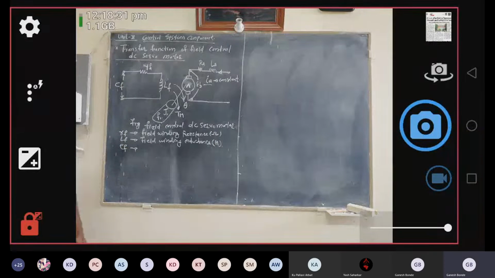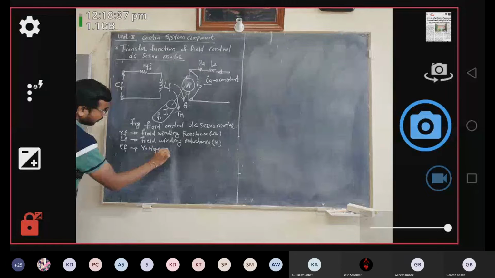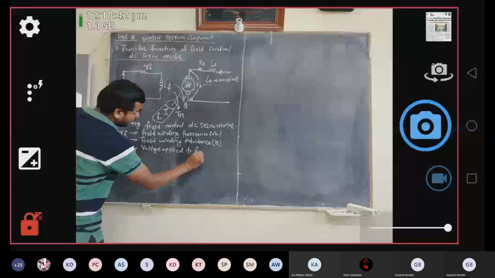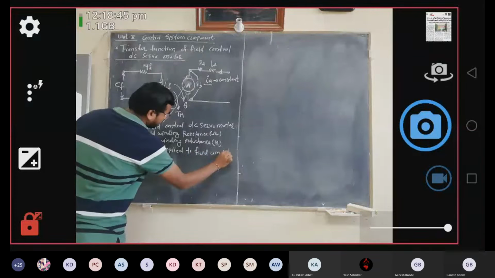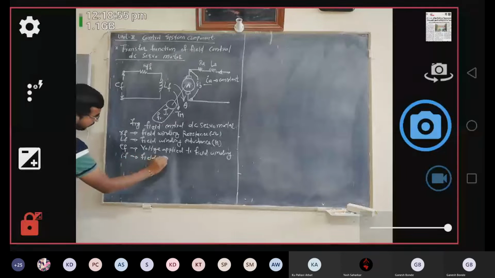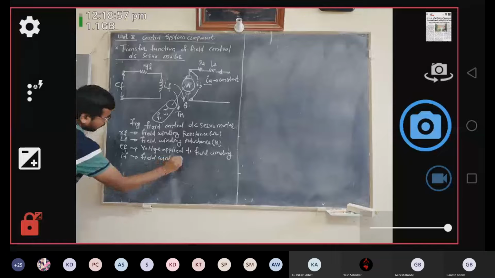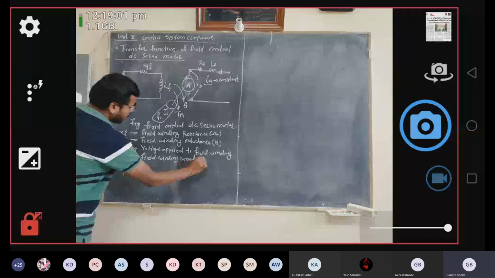Then EF is the voltage applied to the field winding, the input voltage applied to field winding. Then IF is the field winding current, that is in ampere.